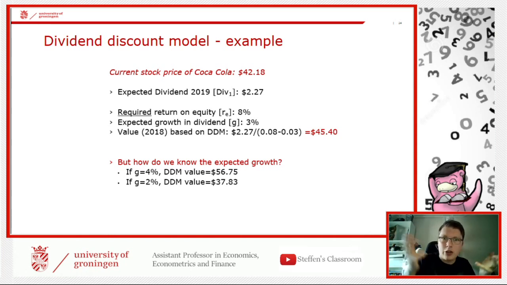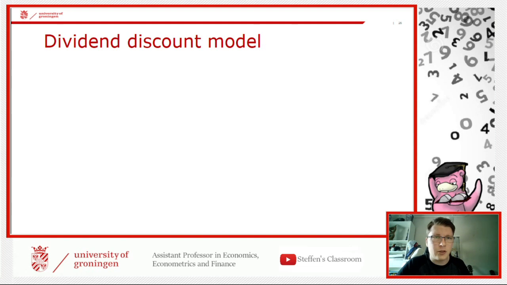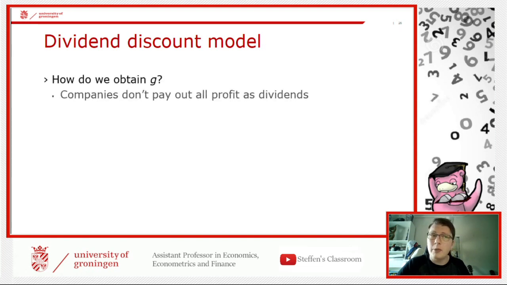So how do I actually obtain this g? Well, that is about company policy. Let's look into it. How do we obtain it? Because companies have two things they can do with profits. They can A, decide to pay it out in the form of dividends.